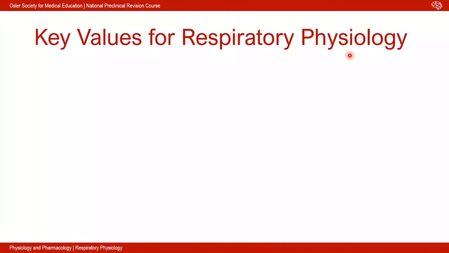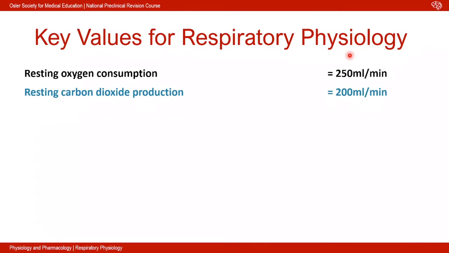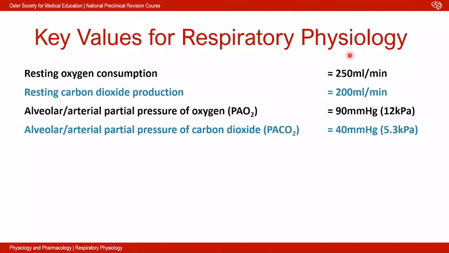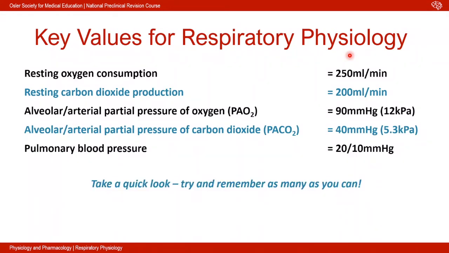Let's get started. So the key values for respiratory physiology, the things to know for those MCQs. We've got the resting oxygen consumption, 250, the resting carbon dioxide production, the alveolar and arterial partial pressure of oxygen, and that of carbon dioxide, and also the pulmonary blood pressure. Take a quick look at these, try and put them to memory as quickly as you can. We'll come back to each of them, but just try and get those in your head, try and think of a way that you can remember them. I find these two are quite good to remember relative to each other.